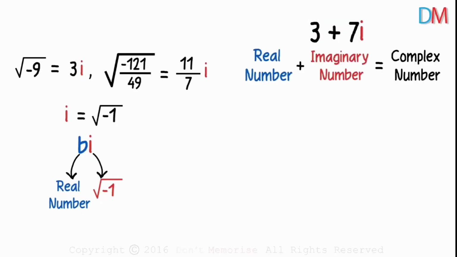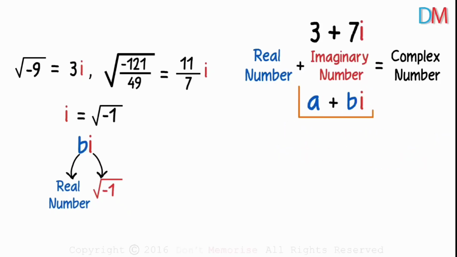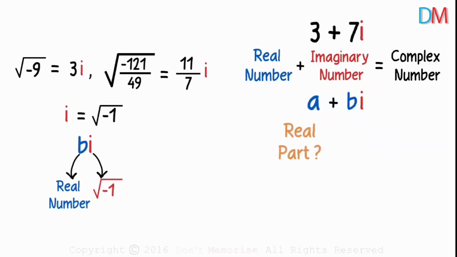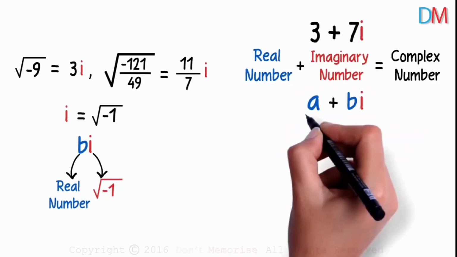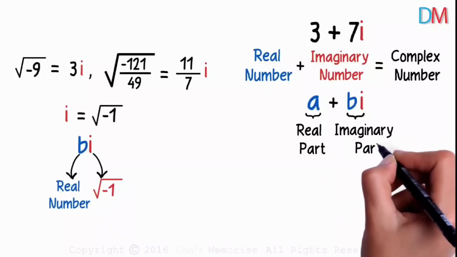It's of the form a plus bi, where a and b are real numbers and i is the unit imaginary number. Now let's play around with this basic form. Observe that when a is equal to 0, what is left will be an imaginary number. And when b is equal to 0, we only have a real number. So what are the real and imaginary parts in the basic form of a complex number? a is called the real part and bi is called the imaginary part.